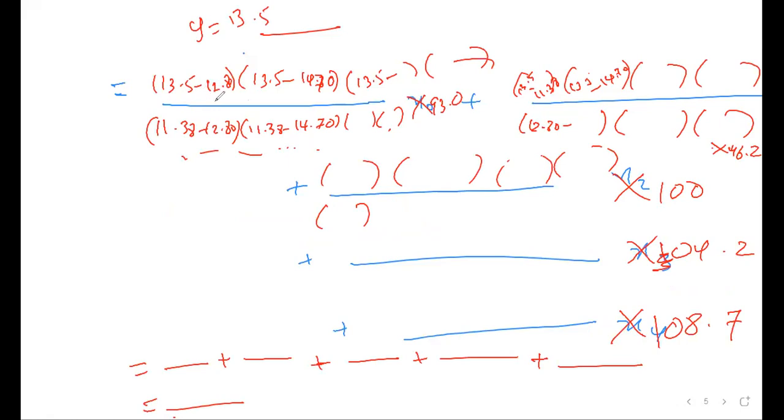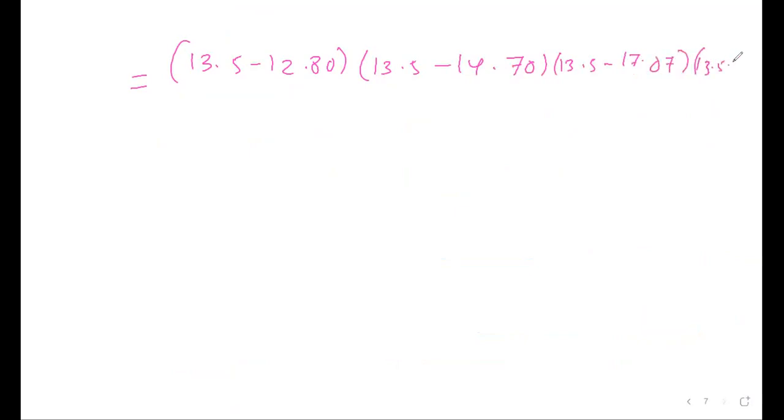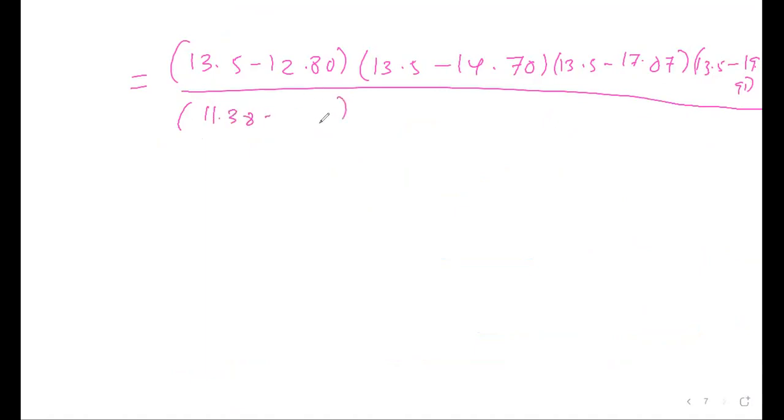13.5 minus 12.80, 13.5 minus 14.70. Okay, so I better write again. My first term will be 13.5 minus 12.80 times 13.5 minus 14.70, and again 13.5 minus 17.07 times 13.5 minus my last point, 19.91. Divided by, whatever I have omitted, the first point: 11.38 minus this, 11.38 minus this. That's the only thing, no?